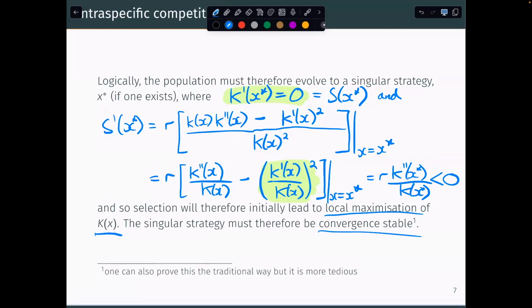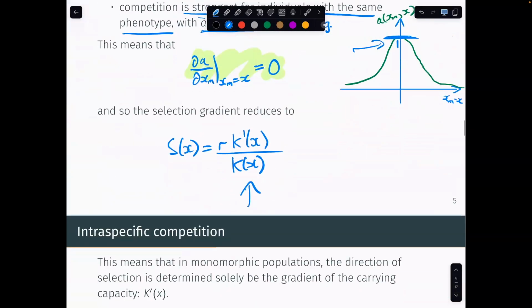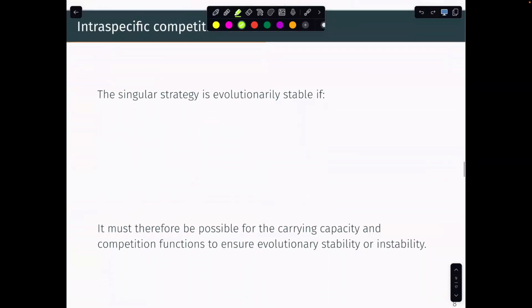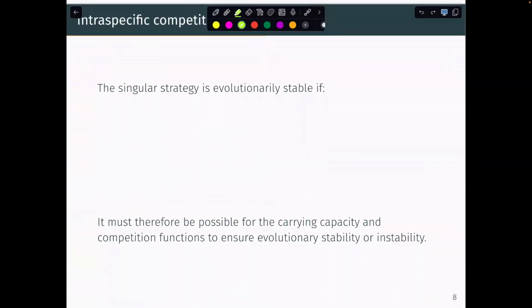Note that you can't necessarily always do this in a general case for other types of models, but for this particular type of model, because we had this relationship here, we were able to say the selection gradient is going to have the same sign as this, therefore it has to peak at the same point as this, if it has a peak. So just a word of warning, be careful about applying that logic in general, but in this particular case, we can. Okay, so we know it's convergence stable.